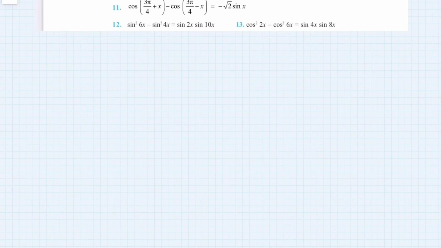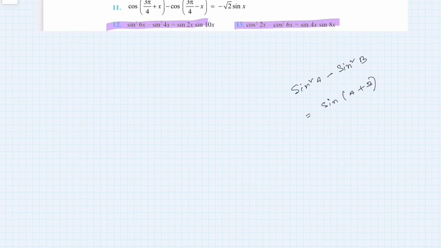Okay, now let me show you how to solve question number 12 and 13. In order to solve these two problems, we are going to use this identity. For question number 12 we need to use sine square a minus sine square b is equal to sine of a plus b into sine of a minus b. So we are going to use this formula in question number 12.